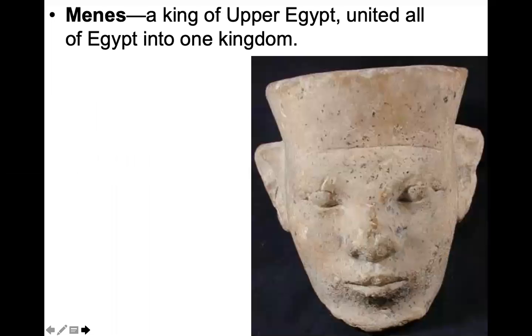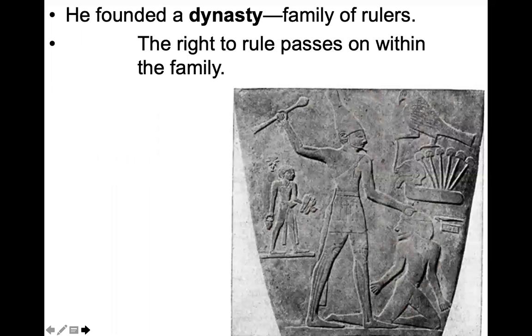Kingdoms you don't have to worry about as much. You do need to know that the pharaohs were gods. They were kings and gods. Okay, you could talk about some of this. This is one thing that's really important. The dynastic rule means, dynasty means the right to rule passes on within the family.